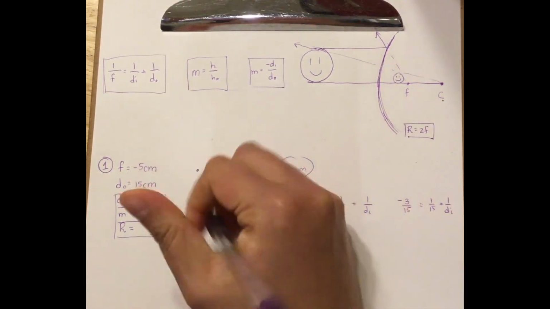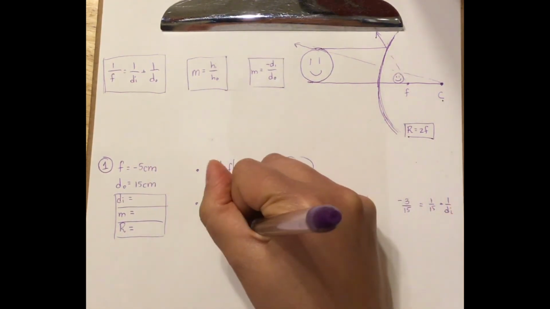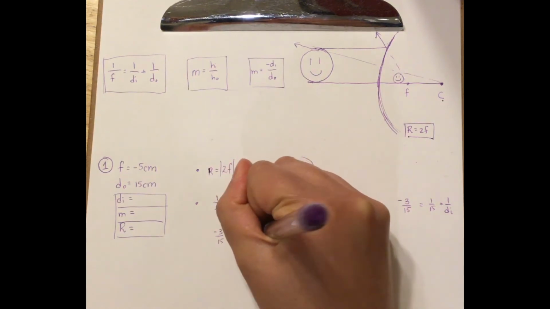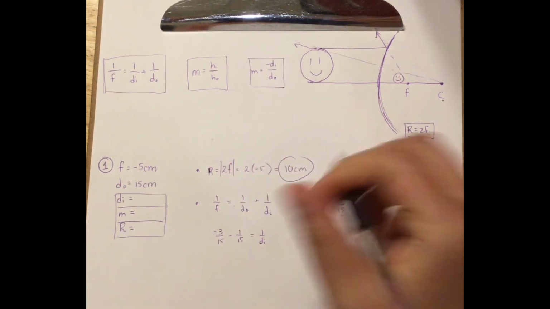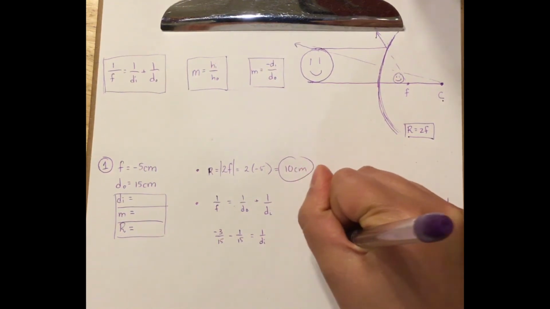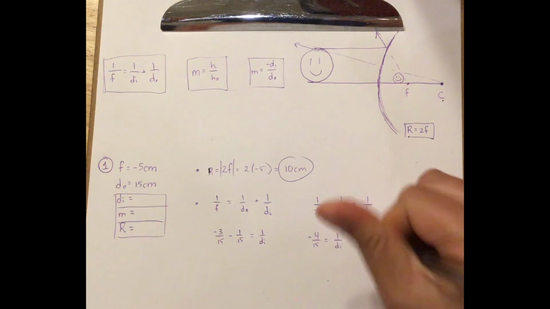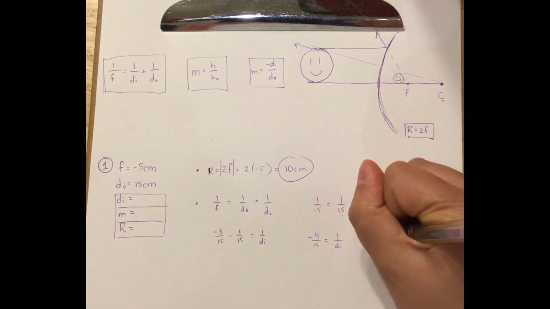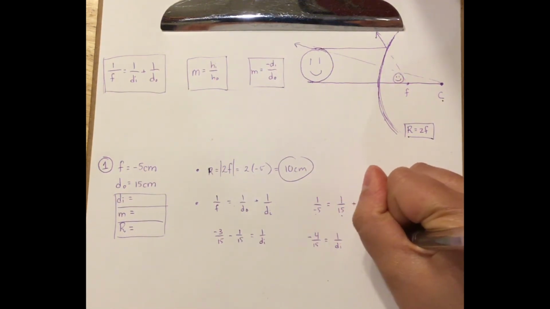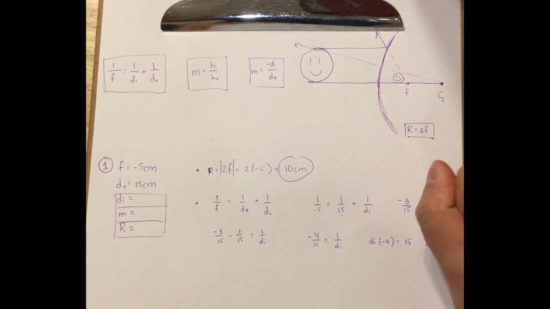Subtracting 1/15 to the other side, that's negative 3/15 minus 1/15 equals 1 over di. That's negative 4 over 15 equals 1 over di. And so let's cross multiply to solve. Di times negative 4 is equal to 15. Therefore, di is negative 3.75 centimeters.